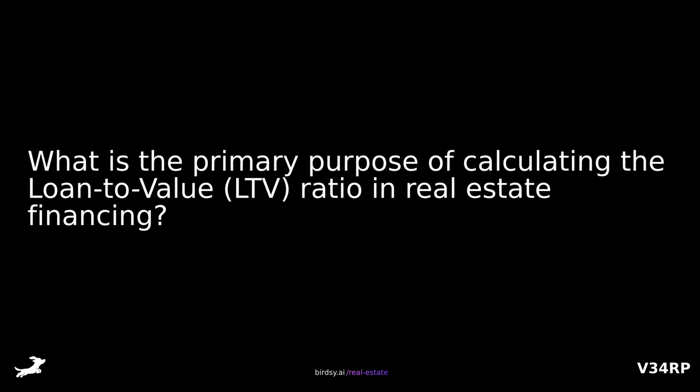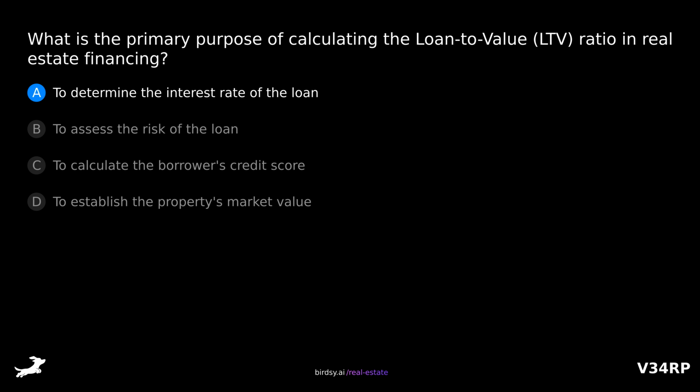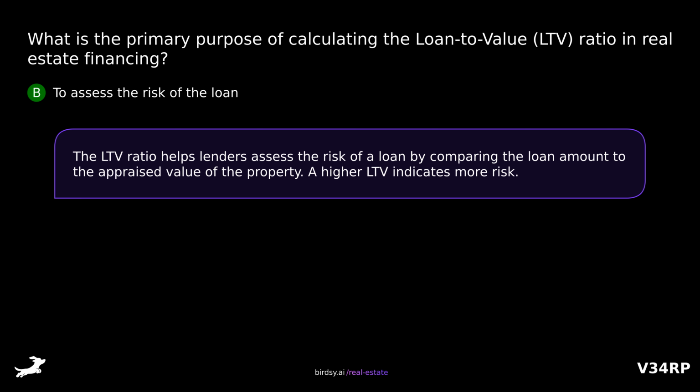What is the primary purpose of calculating the loan-to-value (LTV) ratio in real estate financing? Is it A, to determine the interest rate of the loan, B, to assess the risk of the loan, C, to calculate the borrower's credit score, or D, to establish the property's market value? The correct answer is B, to assess the risk of the loan. The LTV ratio helps lenders assess the risk of a loan by comparing the loan amount to the appraised value of the property. A higher LTV indicates more risk.